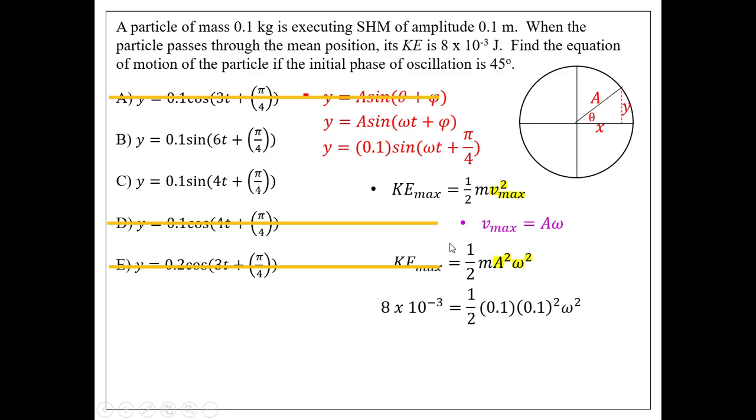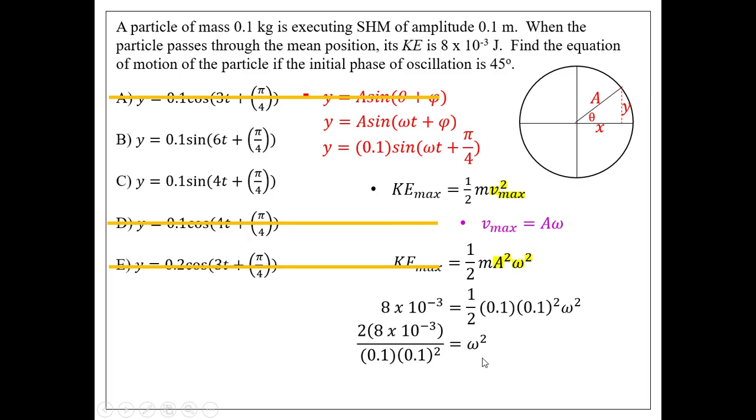So essentially, you're given KE max. KE max is 8 times 10 to the negative 3. That was given in the statement. M is 0.1, A is 0.1, but don't forget to square that. And then omega squared here is the only term we don't know. So I'm just going to clean it up a little bit. I'm just going to divide both sides by 0.1 and then 0.1 squared. And at the same time, I'm going to multiply both sides by 2. So this 2 on the bottom right, I'm just going to move it up. That's where this is. Okay, and then the 0.1 and the 0.1 squared, I just divided that.